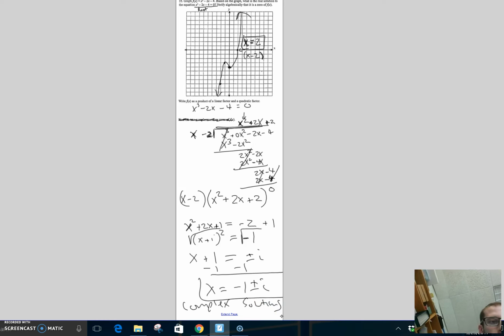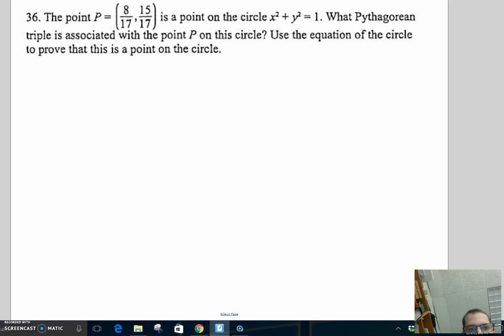That was cool. I like that problem. All right. This point is on the unit circle. What Pythagorean triple is associated with the point? And use the equation of the circle to prove that this is a point on the circle.